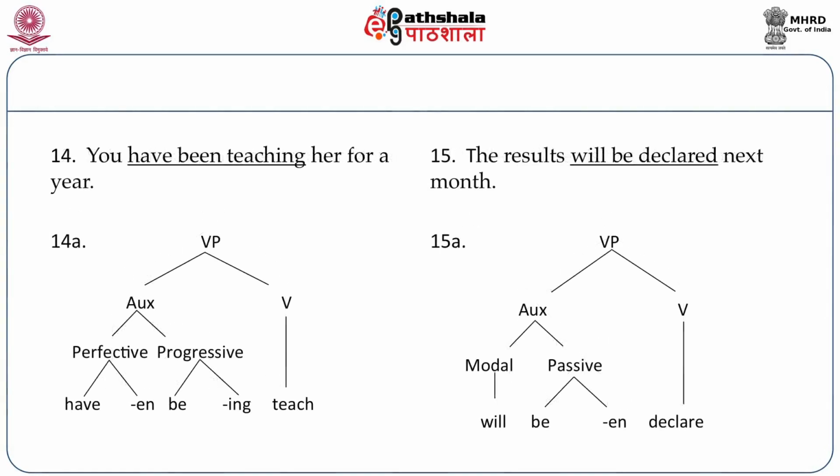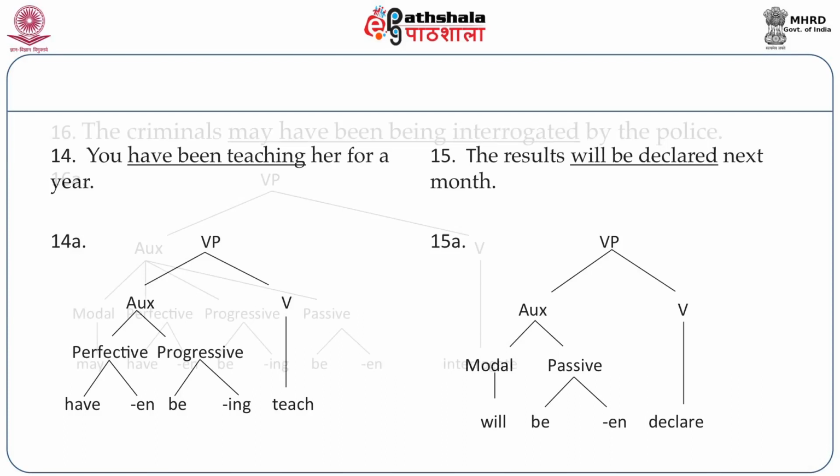And now look at sentences 14 and 15. Here in 14 we have been teaching. The tree in 14 is for have been teaching. Here we have perfective and progressive, which is have plus en, be plus ing, plus teach. And in 15 we have will be declared. Here will is a modal, and then we have passive be plus en and the verb declare.